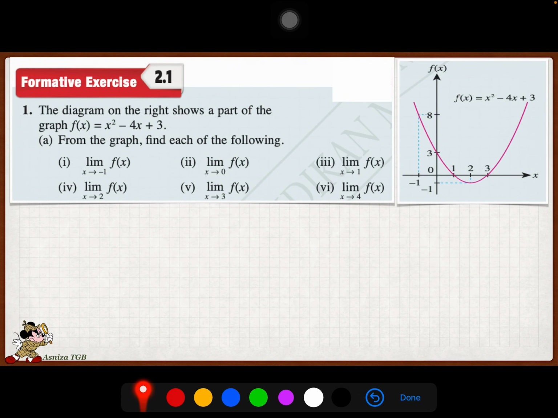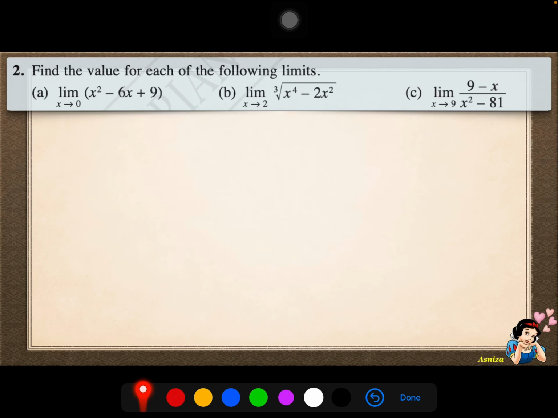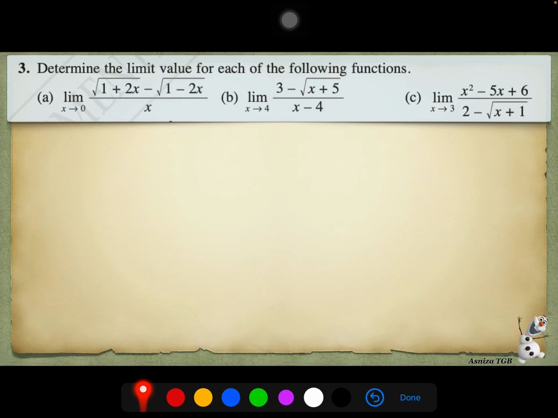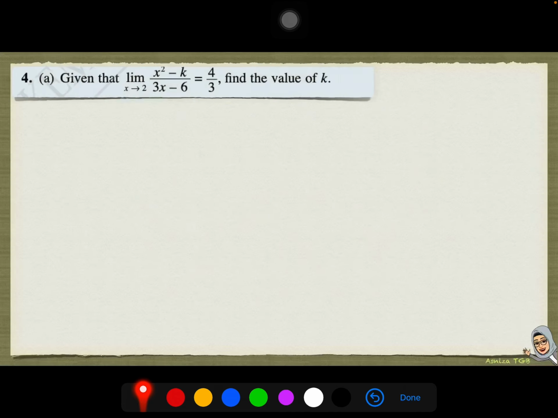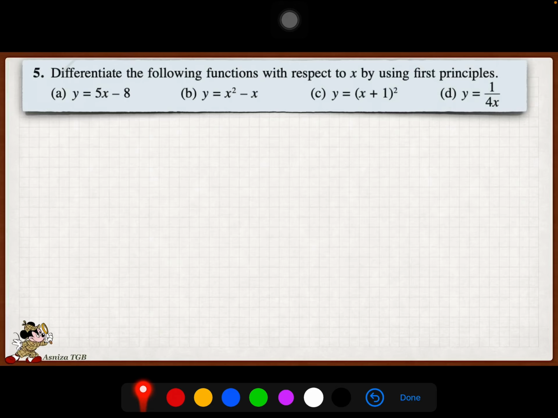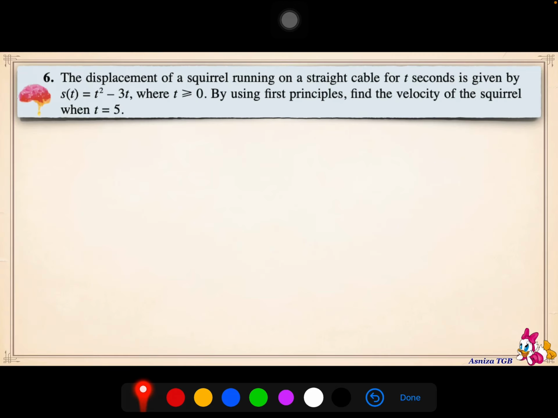Remember, by using the relation, you can then further your practice on formative exercise 2.1. Here you have questions 1, 2, 3, concept of limit, until question 6. So this is to sharpen your skill on our first part, that is limits and their relation to differentiation.